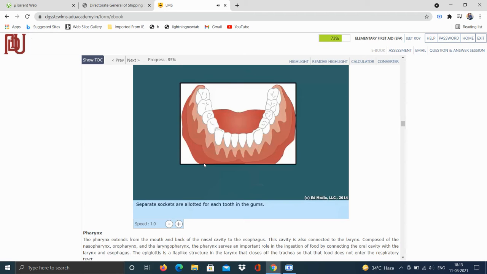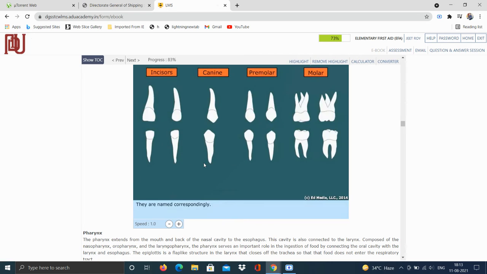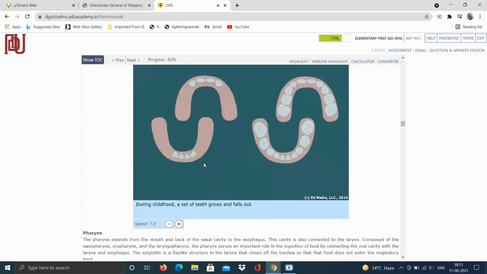Separate sockets are allotted for each tooth in the gums. Teeth have different functions and shapes. They are named correspondingly. During childhood, a set of teeth grows and falls out. These are called milk teeth.